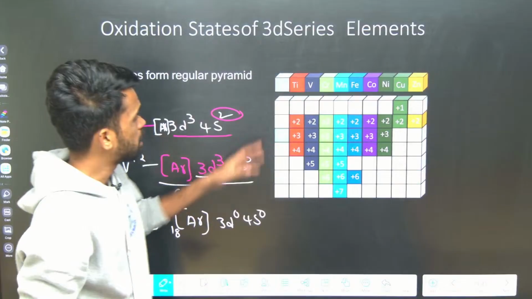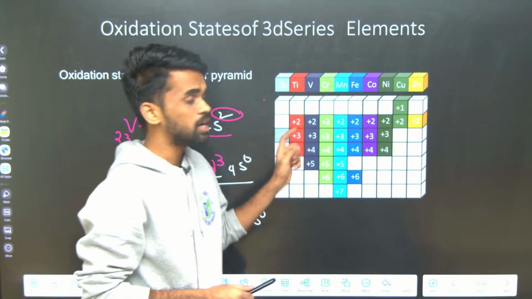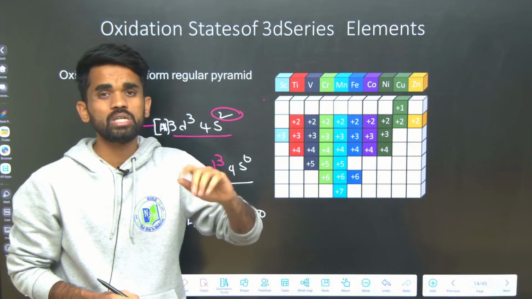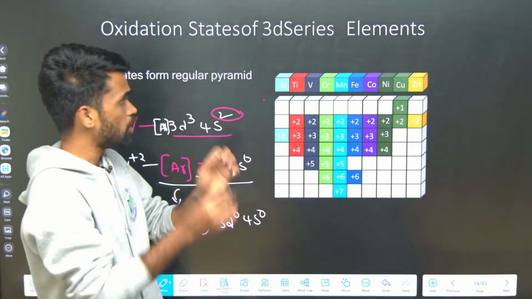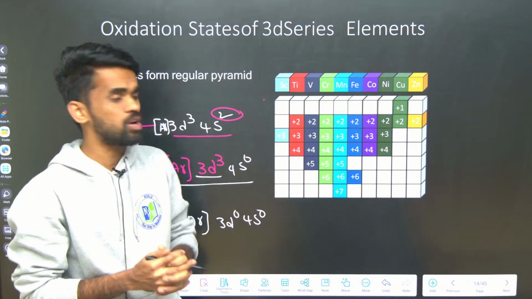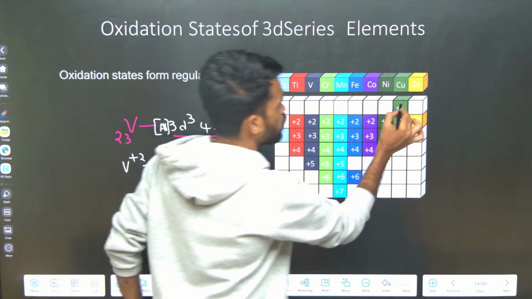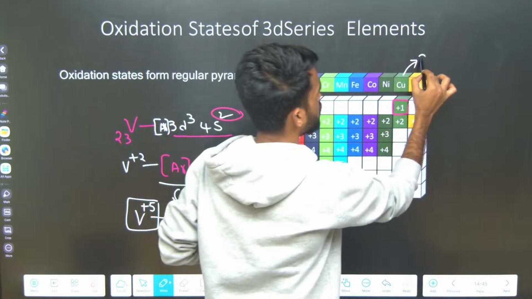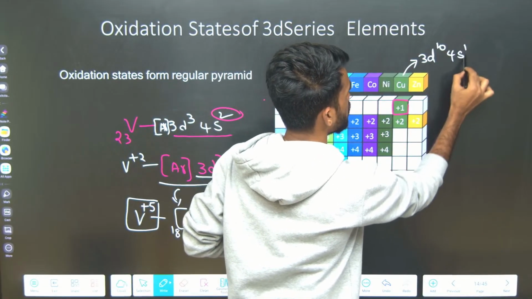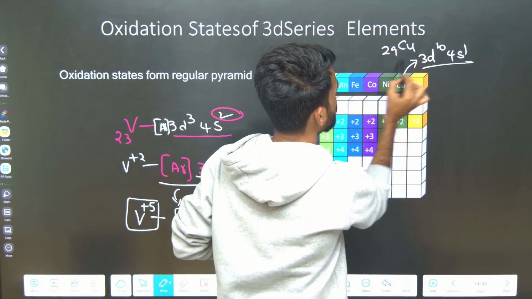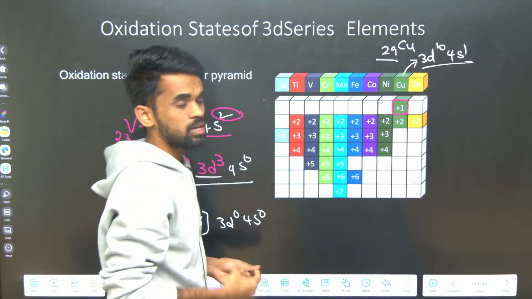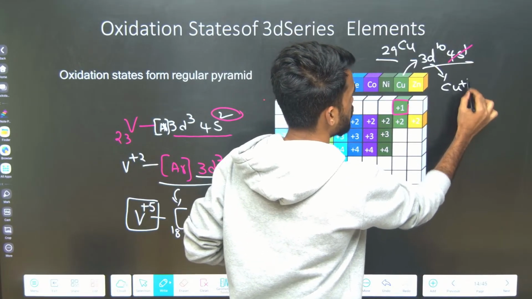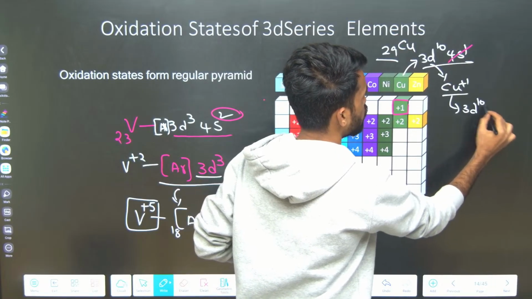Like this, different oxidation states are possible for the 3d series elements, and likewise we can also have them for 4d and 5d series elements. Now, which element exhibits the +1 oxidation state in the 3d series? You have only copper here, because what is the electronic configuration of copper? Atomic number 29, so it will be 3d10 4s1. It can lose this 4s1 electron and stay as copper +1 having electronic configuration 3d10 4s0.